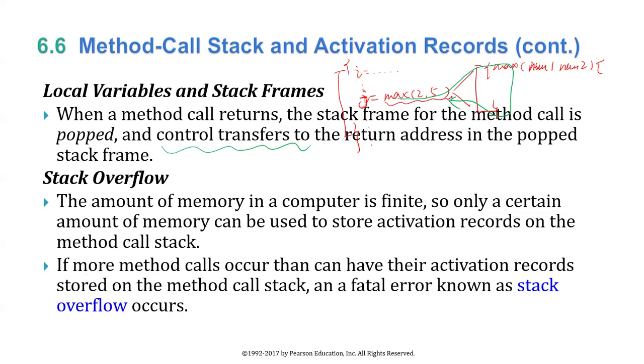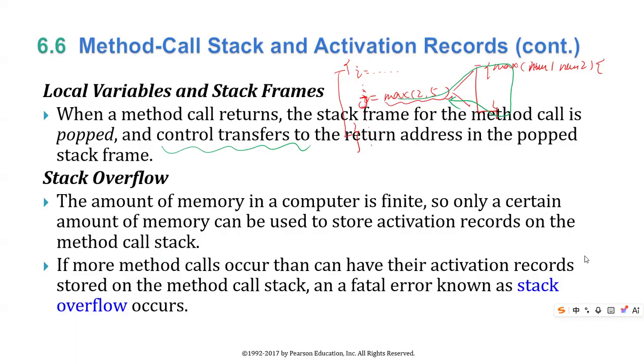And there are also some issues. We say that it's a Stack Overflow. You are not supposed to master it, but just to have a notion of it. The amount of memory in the computer is finite, so only a certain amount of memory can be used to store the activation records on the method call stack. If more method calls occur than can have their activation records stored in the method call stack, a fatal error known as a Stack Overflow occurs.